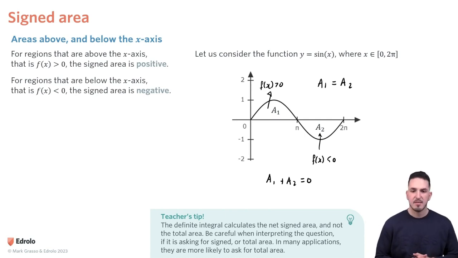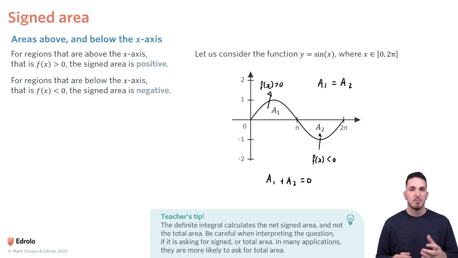So a tip that I have is the definite integral calculates the net signed area and not the total area. So you have to be careful when interpreting the question. If it is asking for the signed or total area, in many applications they are more likely to ask for the total area. So for example, in this instance, we have A1 is positive, A2 would be negative. However, because we know that they are equal because the sine graph is symmetrical, we could simply multiply A1 by 2 to get the total area.